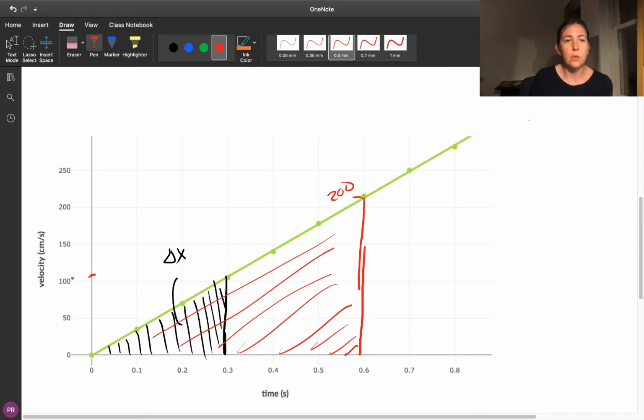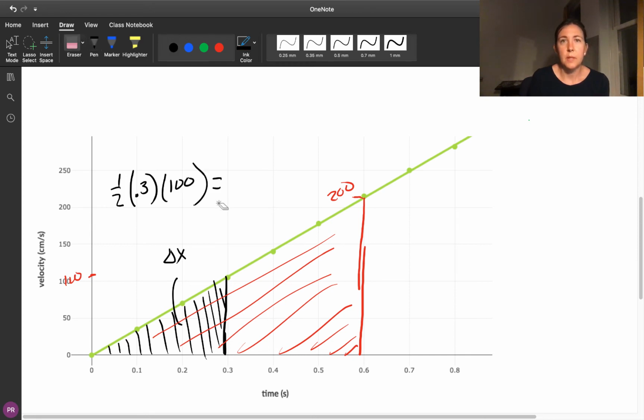All right. So if this is 100 and this is 200, then the area of my black triangle is 1/2 times the base, 0.3, times the height of 100. And so that gives me 150. If I were to put units on this, these are centimeters per second, and this is seconds, so that would give me 150 centimeters as my change in position, or let's call this my height.